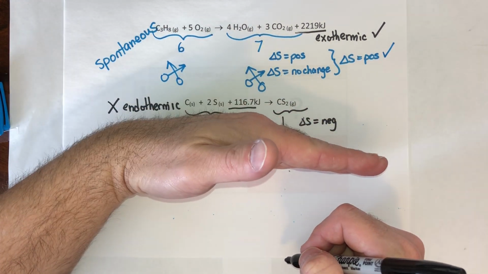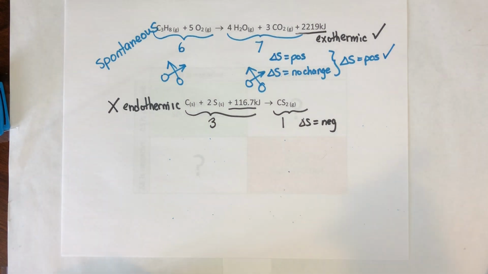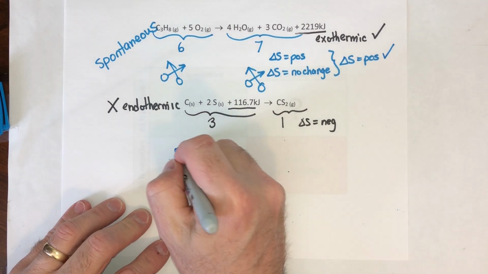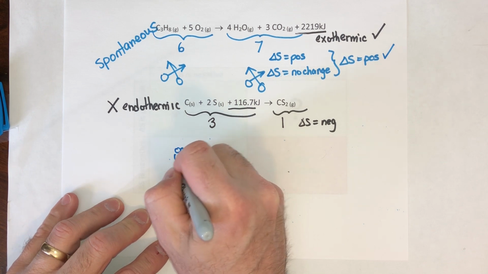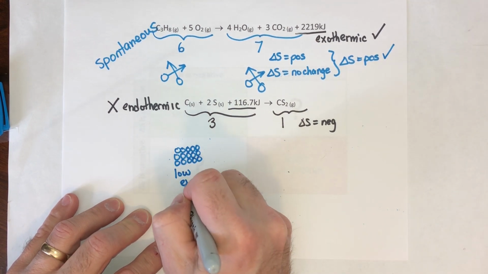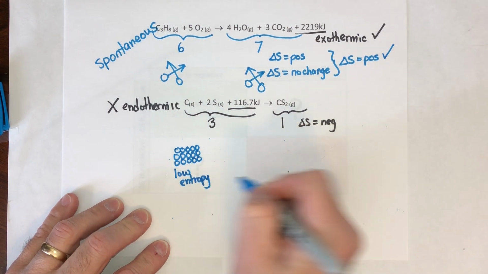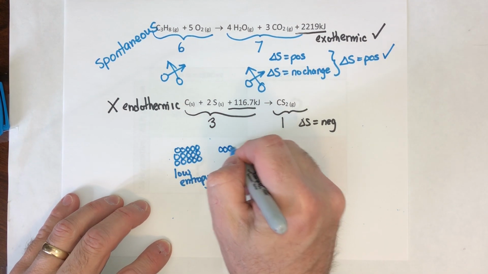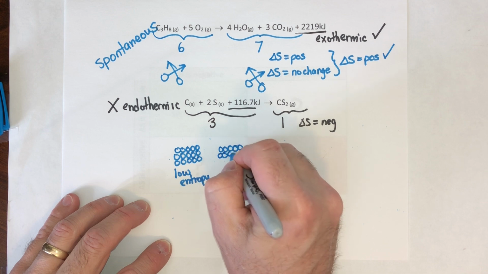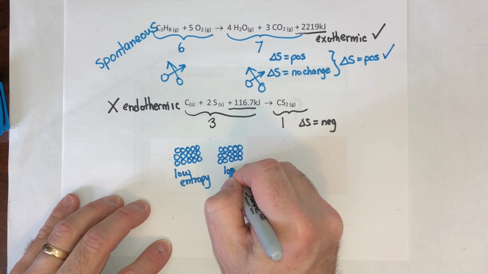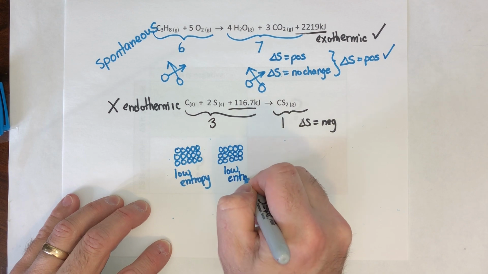That's a drop. If I look, though, at the states, I start off with a solid and a solid. So my carbon is very, very organized. It's a solid. It has very low disorder. It has very low entropy. So this would be low entropy. If I look at the sulfur, it's also a solid. So it's also very organized. None of these little particles can move. And therefore, it would also be low entropy.